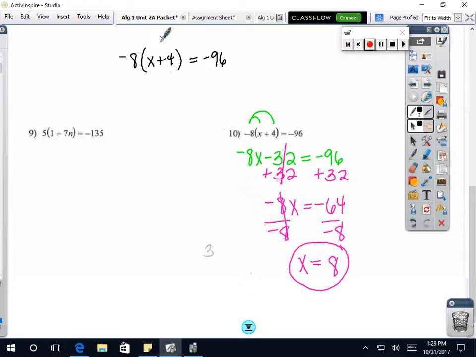Right. If you don't want to distribute the negative 8 through the problem, you could just go ahead and divide by negative 8. Because think about it. Isn't that negative 8 being multiplied by all of that? That's why you distributed. So the opposite of multiplication is division. You could just go and cancel that out by dividing it on both sides. And now you have x plus 4 equals a positive what? What's 96 over 8?